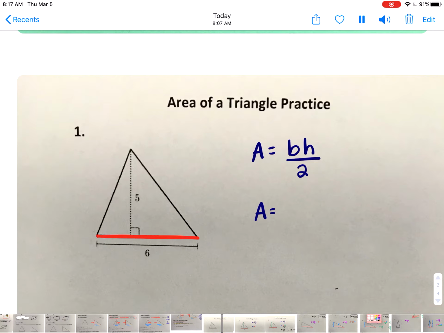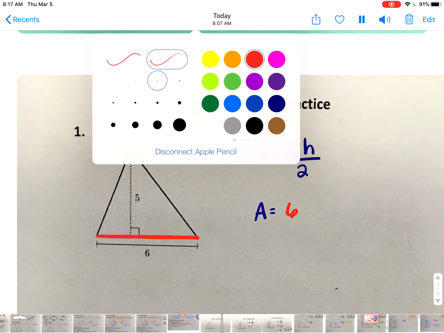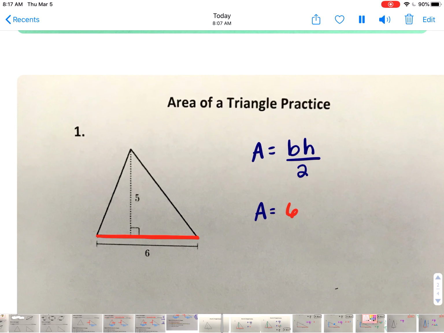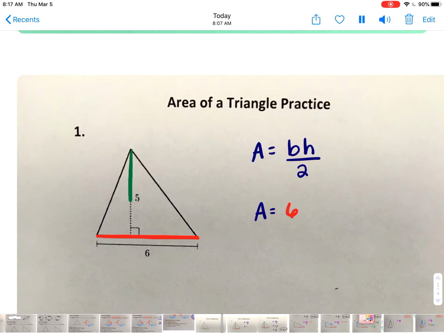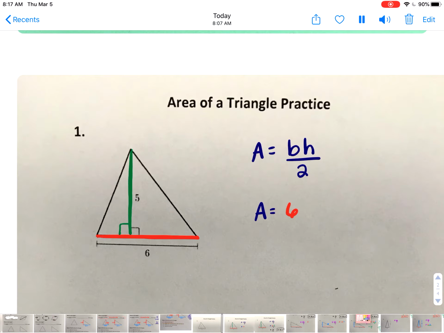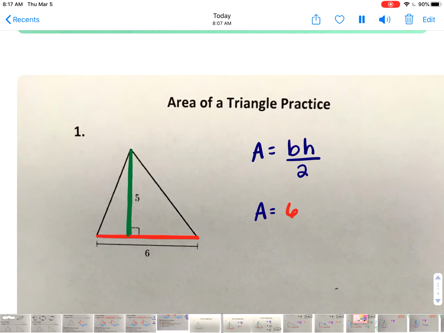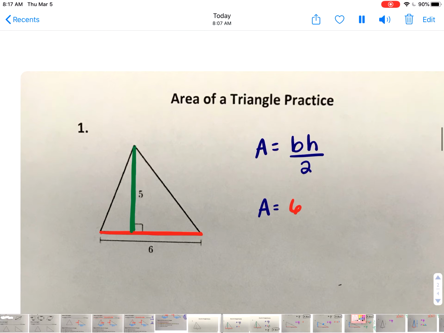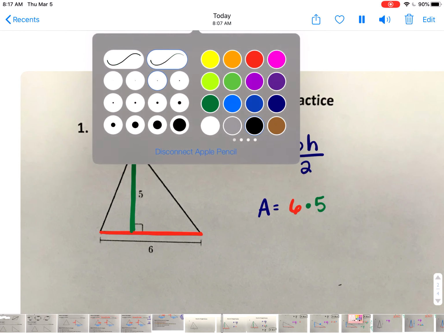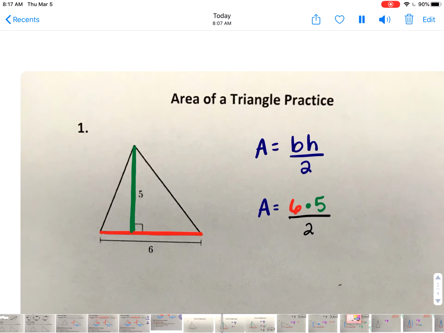Here it is right here. This is the base of my triangle, so that's going to be 6. And then my height is going to be the tippy top point of my triangle and then straight down so that I'm perpendicular, making a 90-degree angle to my base. And you can see that they already made that 90-degree angle right there for you. So my height is 5. And then I'm going to have to divide by 2.